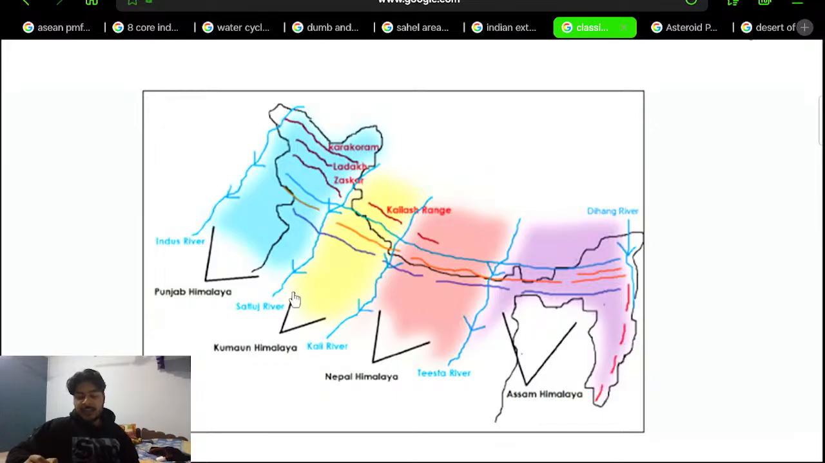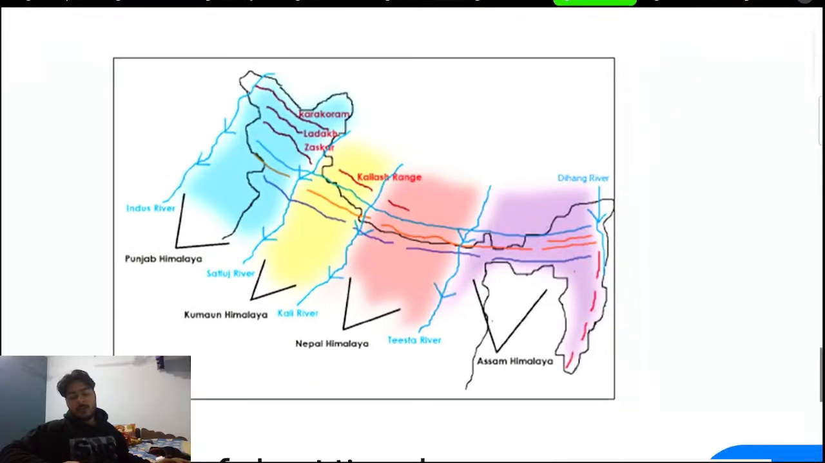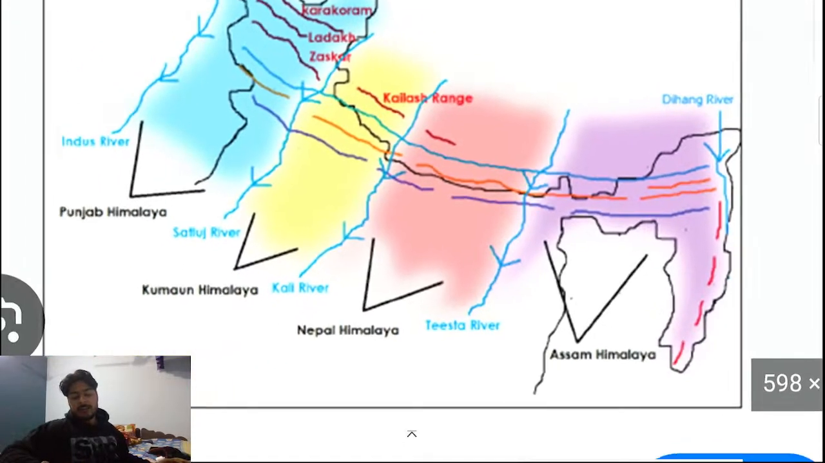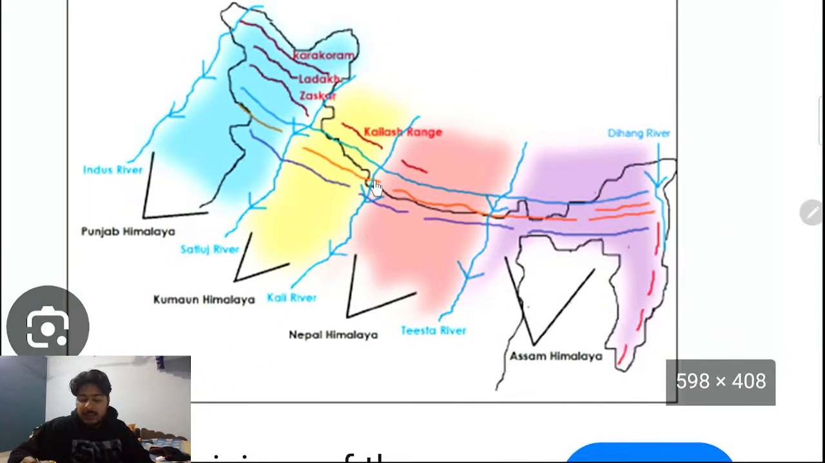Next comes the area between the Satluj and Kali River, known as the Kumaon Himalaya. Third is the area between the Kali and Tista, known as the Nepal Himalaya, because this is the overall region of Nepal. The area between the Kali River and Tista River is known as the Nepal Himalaya.